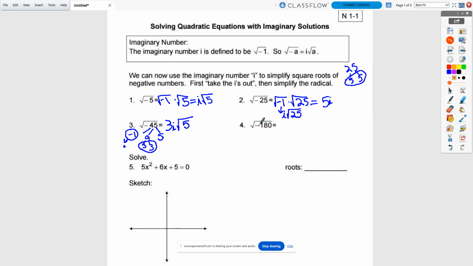And on the last one, I've got the square root of -180. So splitting that up, I've got a -1 that I'll pull out. Then I could think of this as 18 times 10.